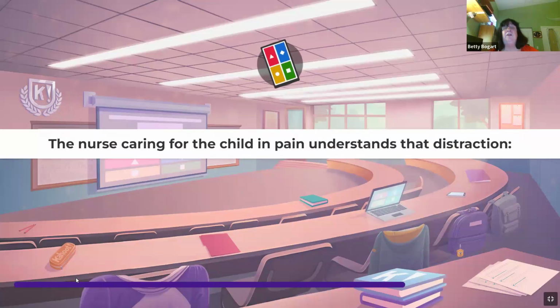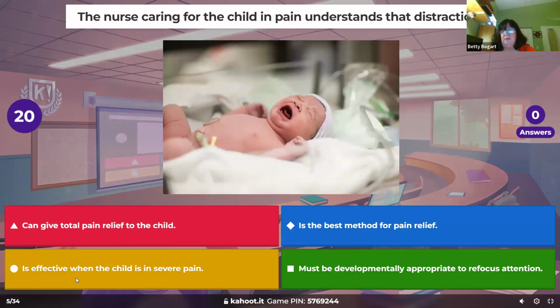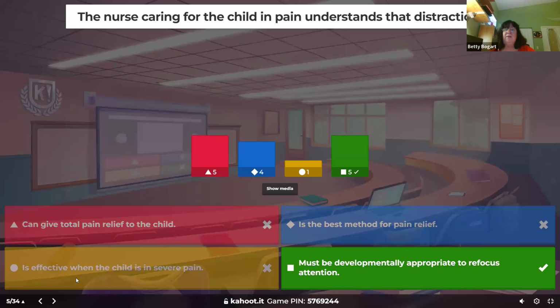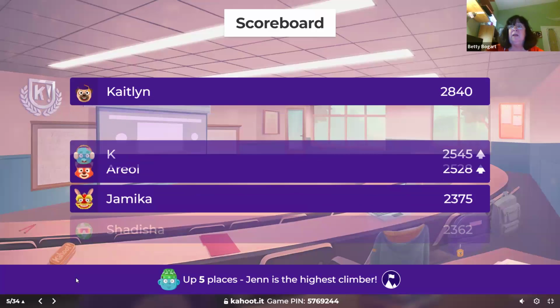The nurse caring for a child in pain understands that distraction, it has to be on that child's level. And it doesn't give total relief. What it does, it refocuses them. So they're not sitting there just thinking about pain. It gives them something else to do, but it has to be developmentally appropriate. Everything with children, developmentally appropriate.